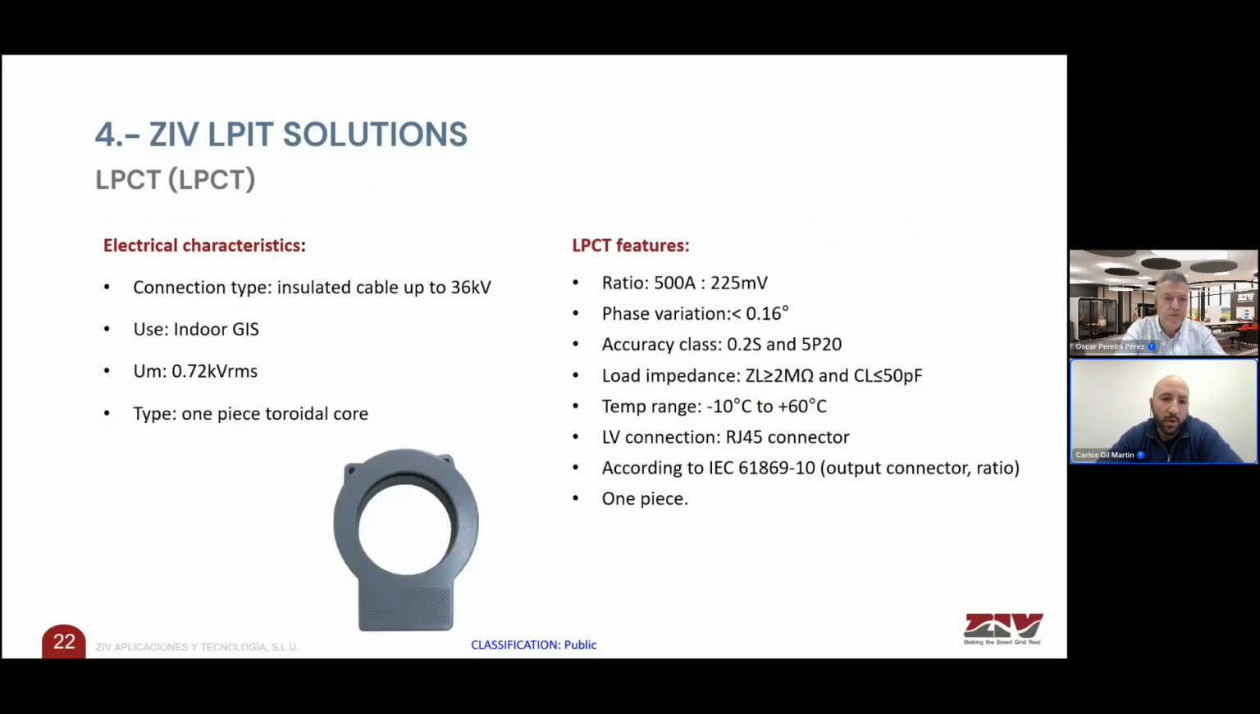The second example is regarding an LPCT sensor. It is a sensor for GIS also. It is based on a toroidal core. The accuracy class of this sensor is 0.2S in terms of measurement and 5P20 for protection. And it is based also in one piece and with an RJ45 connector.